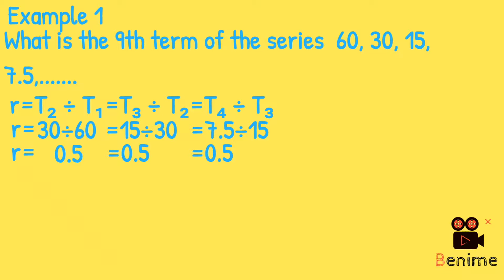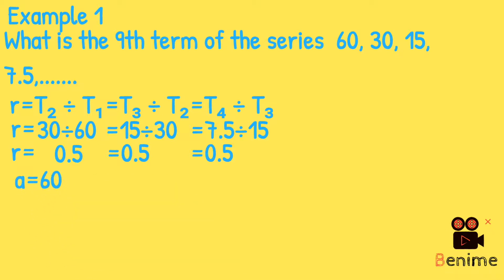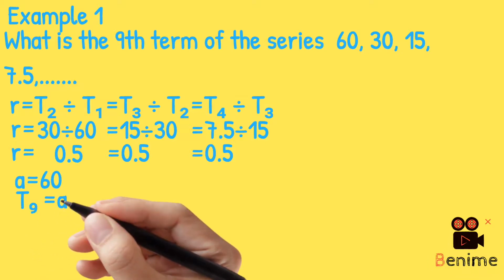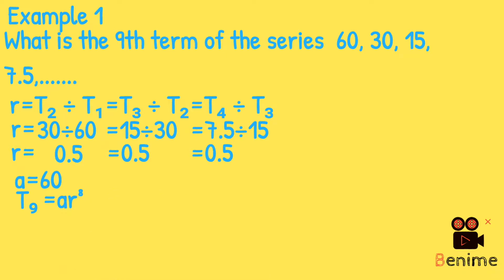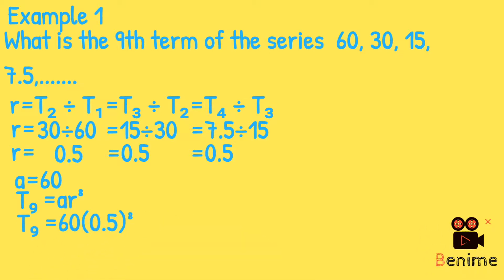And if you look at the question, the first term in the series is 60, so A is equal to 60. Now, we are asked to find the ninth term, that is T9. According to what I've explained previously, T9 will be AR raised to the power of 8. You're reducing the 9 by 1 to get 8. And you know your A to be 60, you know your R to be 0.5. So T9 is equal to 60 open bracket 0.5 close bracket raised to the power of 8.